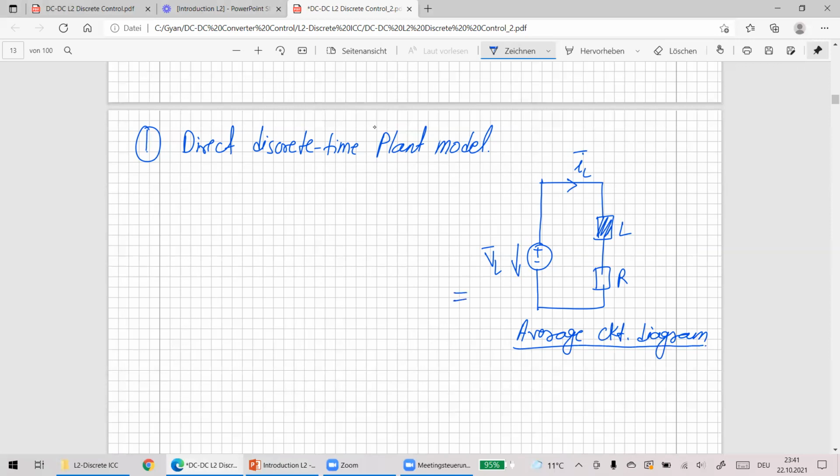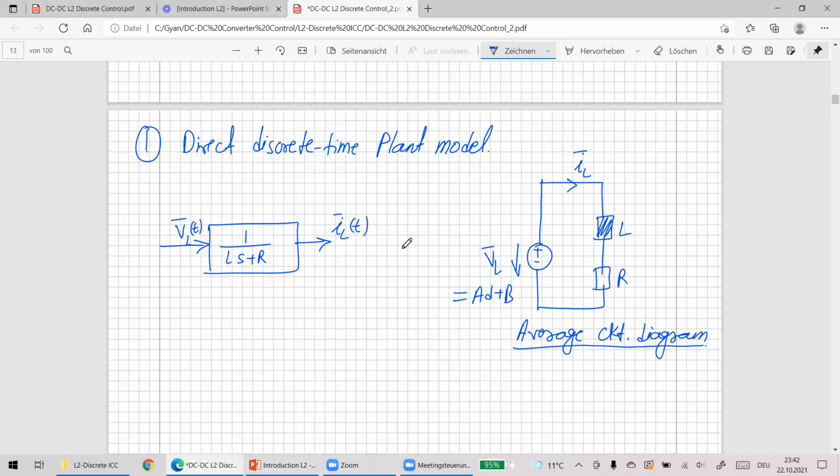And we also saw that we can write this VL average as A into D plus B, where A and B are the coefficients and their unit is volt. Okay, so now we also saw in the previous video that we can get our plant model in Laplace domain like this: 1 over Ls plus R, and this will give us IL average. So this is in continuous time domain.